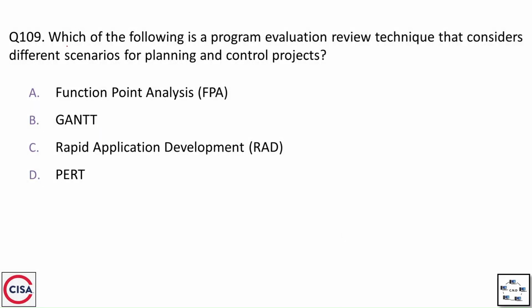Question number 109. Which of the following is a program evaluation review technique that considers different scenarios for planning and control projects? Option A, function point analysis FPA. Option B, Gantt. Option C, rapid application development RAD. And option D, PERT. And the correct option is option D, PERT.